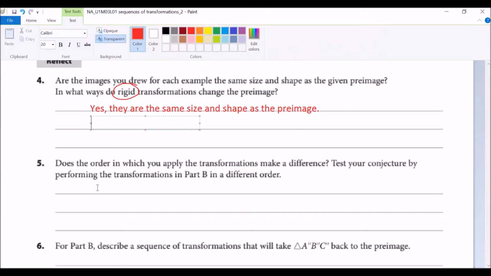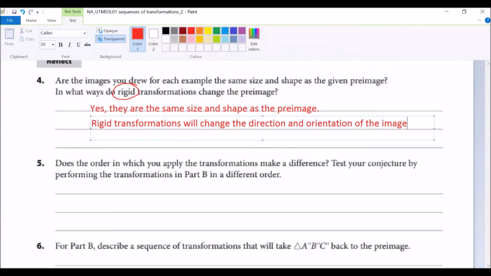So, second part here. In what ways do they change the pre-image? Rigid transformations will change the direction and orientation of the image, change the direction and orientation of the pre-image.